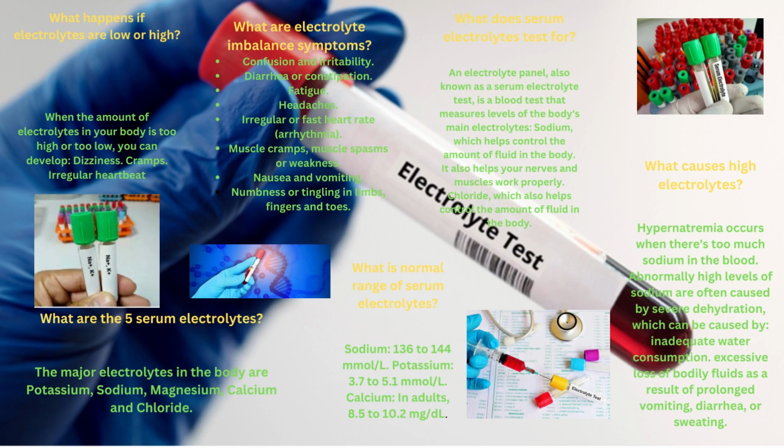What does serum electrolyte test for? An electrolyte panel, also known as serum electrolyte test, is a blood test that measures level of body's main electrolytes: sodium, which helps control the amount of fluid in the body. It also helps your nerves and muscles work properly. Chloride, which also helps control the amount of fluid in the body.